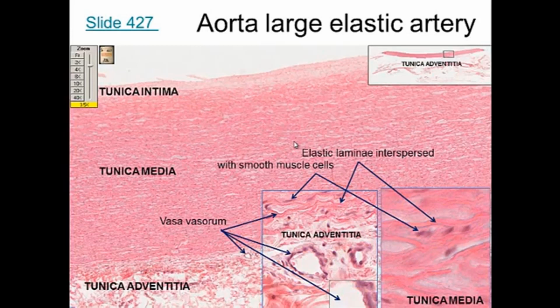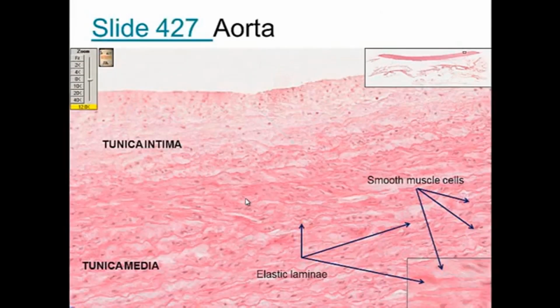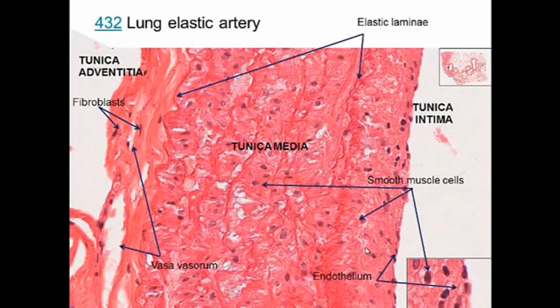Also in the connective tissue and adventitia, we see the vasa vasorum. And you see some various vessels in the vasa vasorum, which are vessels that feed the blood vessel itself. It's too thick to get nutrients from the lumen, and so it has to feed it from below. Intima here, media, elastic lamina, smooth muscle cells in between. That is your elastic artery.